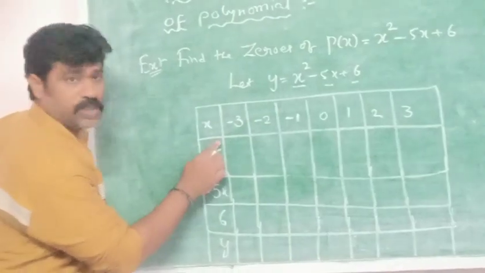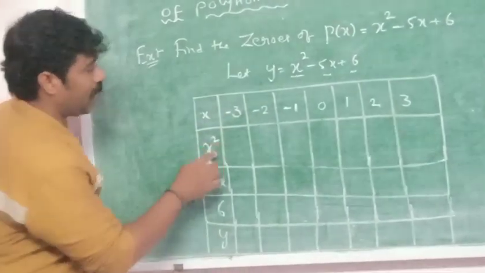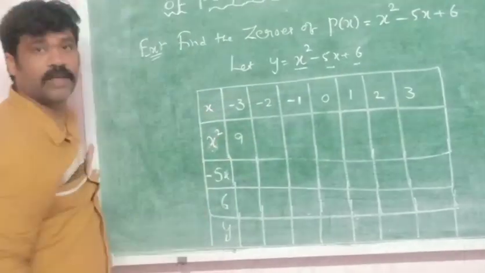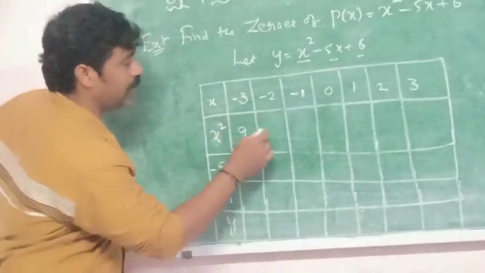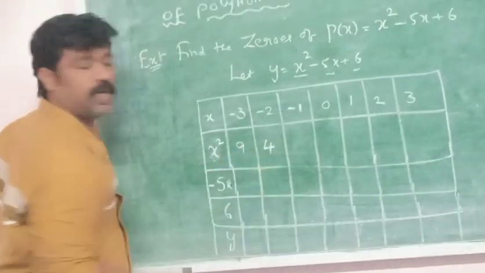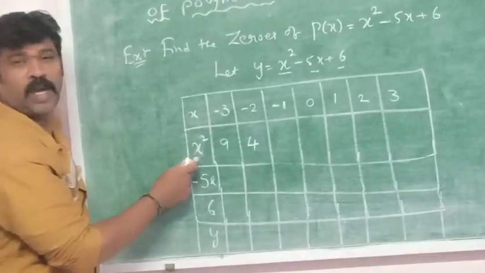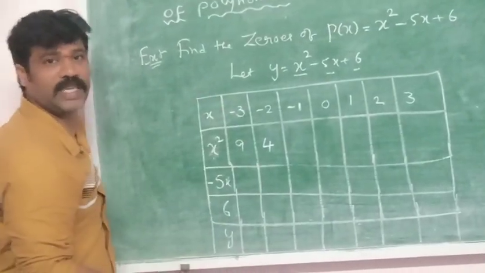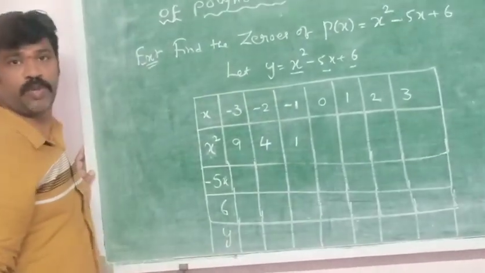So -3 whole square. The power is an even number, so minus becomes positive. So -3 whole square you get 9. Similarly, in place of x, if you substitute -2, -2 whole square, again you will get a positive value, 4. Similarly, if you substitute x is equal to -1, -1 whole square is nothing but -1 into -1. Again you will get a positive value, 1.